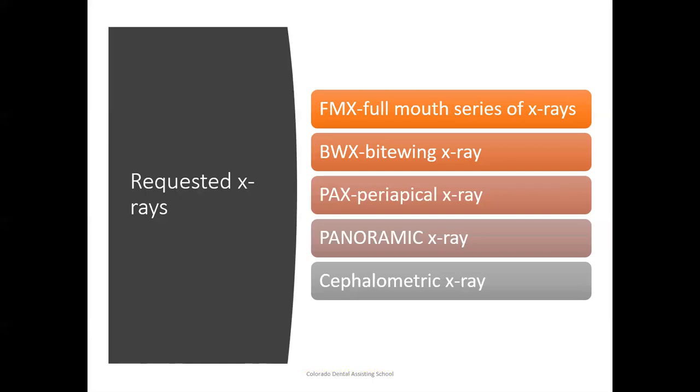A cephalometric x-ray is commonly used in oral surgery and orthodontics as well. The cephalometric is going to show a profile picture of the skull, the entire skull. So we will either see the right or the left side of the patient, and it'll give us a good idea of their bite and what kind of treatment they could possibly need.